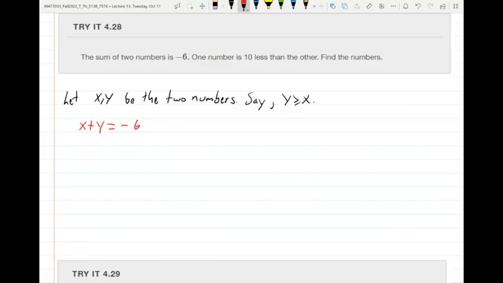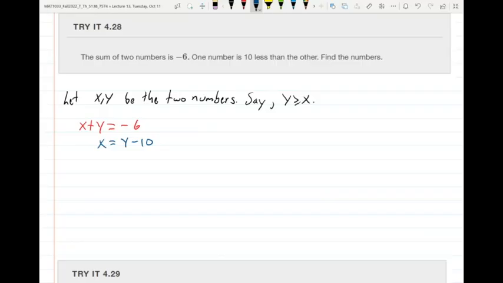Next sentence. One number is 10 less than the other. So what equation does that give us? y equals x minus 10. Okay, we decided that y is the big one. So it will be the other way around, right? So it will be x is y minus 10. Whoever you decide to be the big one, that's the one that you need to take away 10 from, right? If you want to write y equals x minus 10, then you need to say that x is the big one, okay? It doesn't matter.